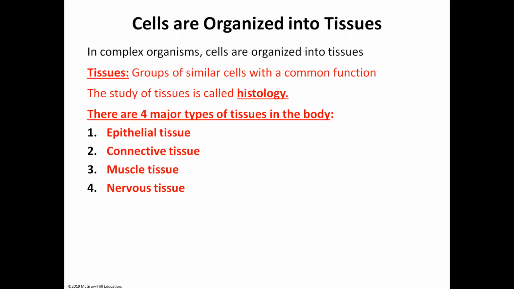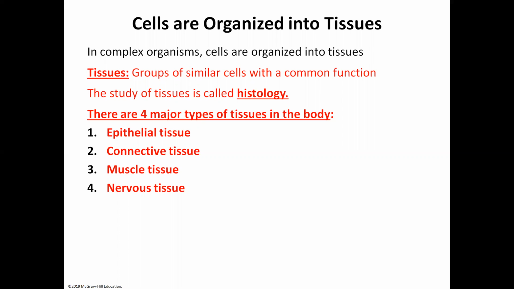There are four major types of tissues in the body, and I do want to make sure you know the four major types. We're going to start by talking about epithelial tissue, which we tend to think about as our coverings or our linings. We have connective tissue, which is going to be connecting things together. So we'll talk about cartilage, ligaments, bone and blood. And then we talk about muscle tissue.